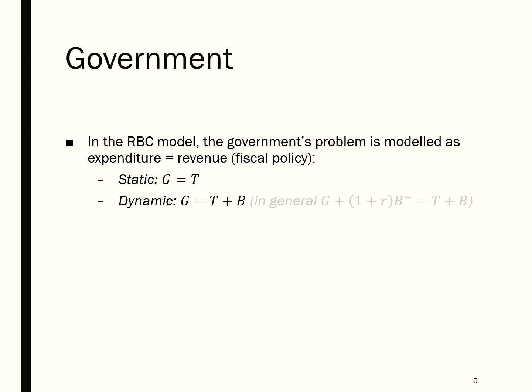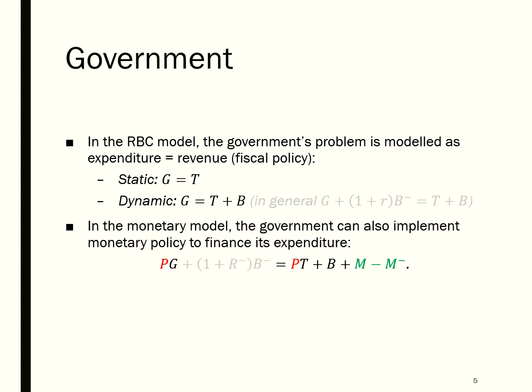And in the dynamic version, it's a little bit more complicated because you can borrow, and G has to be covered by T and B. B is the government bond today you owe to the public. In general, you could have a previous period, so you may have to spend both G and 1 plus R multiplied by B minus. B minus is the bond you owe in the previous period, so this is also an expenditure in this period. And this total expenditure has to be covered by T and B.